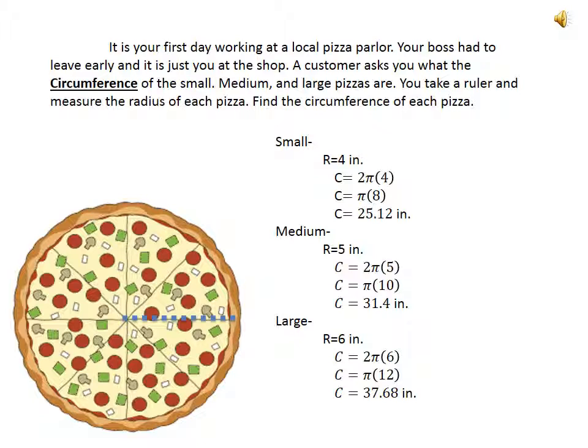The radius of a small pizza is 4 inches. So you'll multiply 2 times pi times 4. Of course, 4 times 2 equals 8, and then you just multiply 8 times pi, which gives you 25.12 inches. The radius of a medium pizza is 5 inches. So you'd multiply 2 times 5, which equals 10, multiply 10 by pi, and you get 31.4 inches. And our large pizza is 6 inches. Then you'd multiply 2 times 6, which gives you 12. Then pi times 12 equals 37.68 inches.